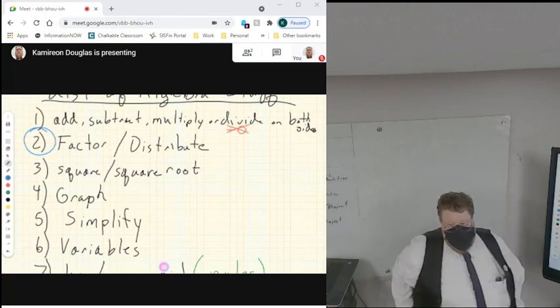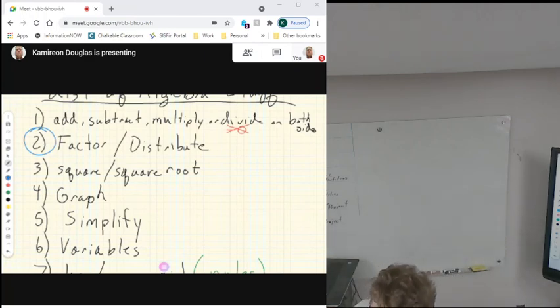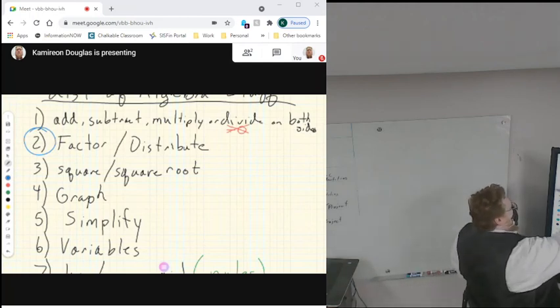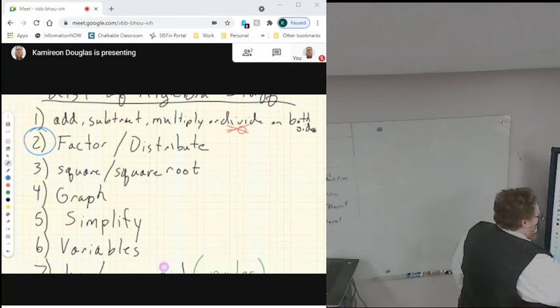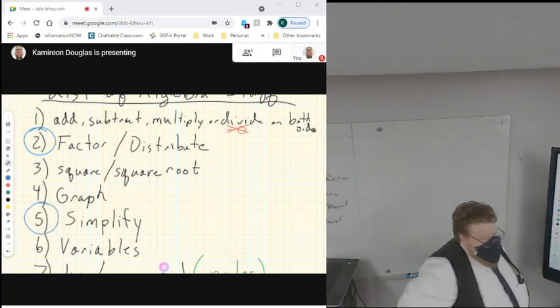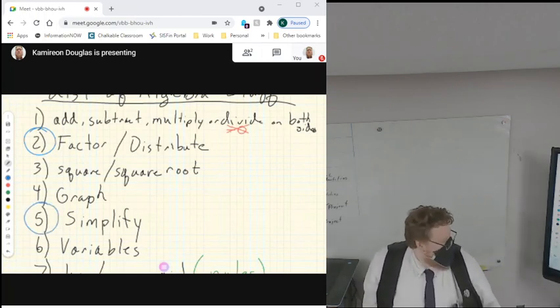You can take one side of an equation and factor it. You can take one side of an equation and distribute it. That is easy to do. The square root also usually applies to both sides. If it's not applied to both sides, it usually fits into the category of simplifying something, like the square root of 49, that's simplifying.